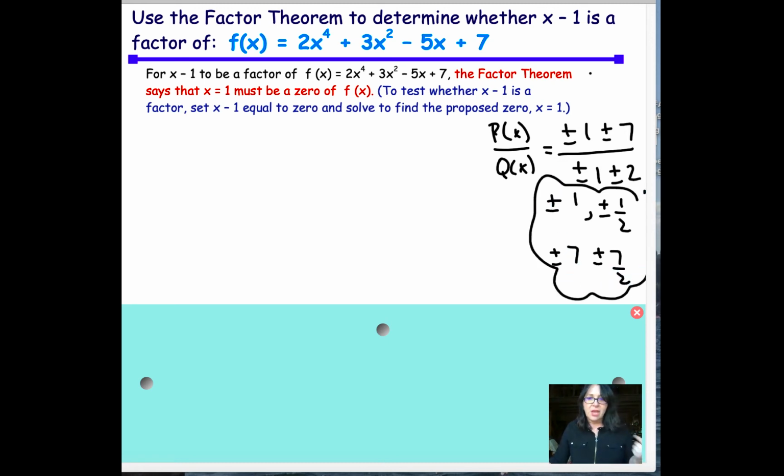Those are my options. So plugging in those values, I could do that to find all the factors. Now, in this problem, they didn't ask me to find all of these values for the rational root theorem. They just asked me to determine one thing.